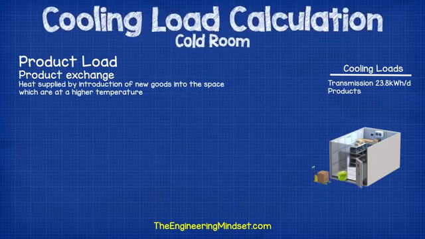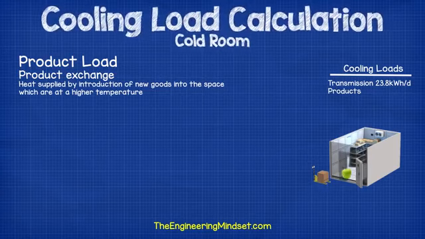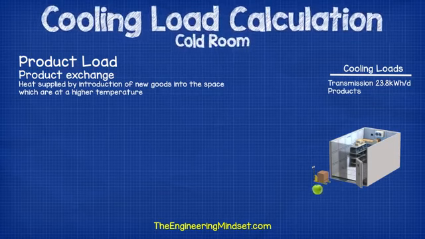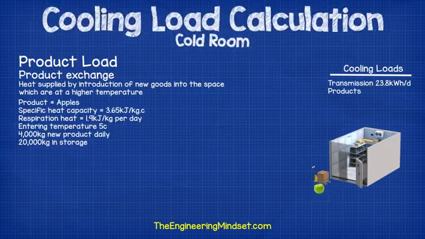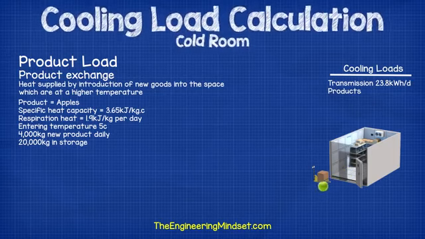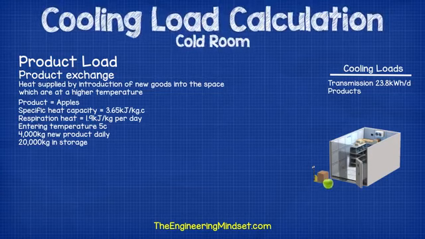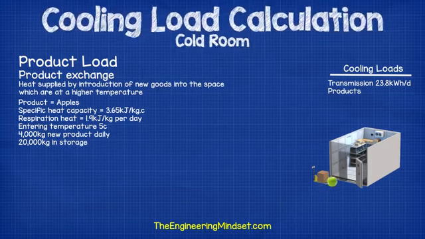Next, we will calculate the cooling load from the product exchange, that being the heat brought into the cold room from new products entering which are at a higher temperature. For this example, we'll be storing apples. Now you can look up the specific heat capacity of the apples, but do remember if you're freezing products, then the products will have a different specific heat when cooling, and then for freezing, and then for subcooling. So you'll need to account for this also. But in this example, we're just cooling apples.